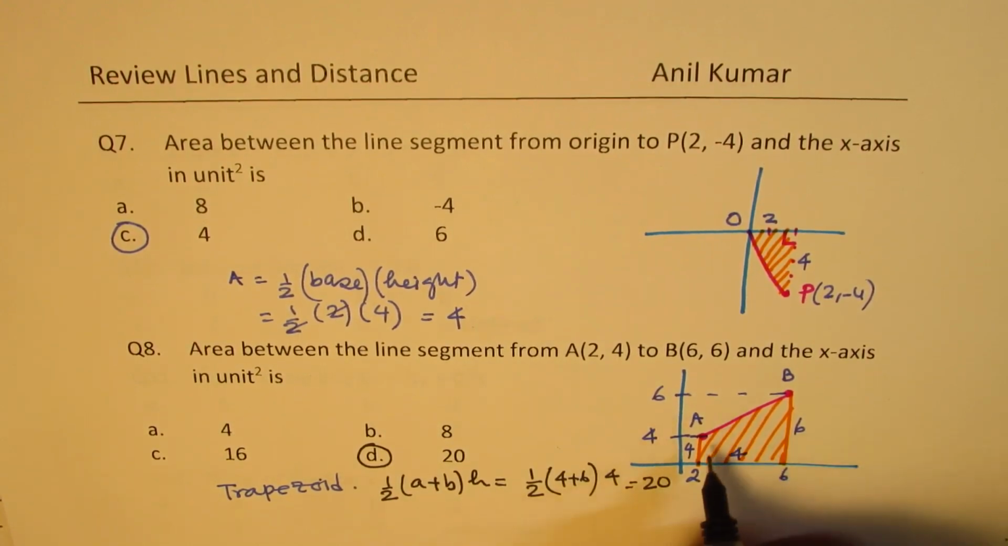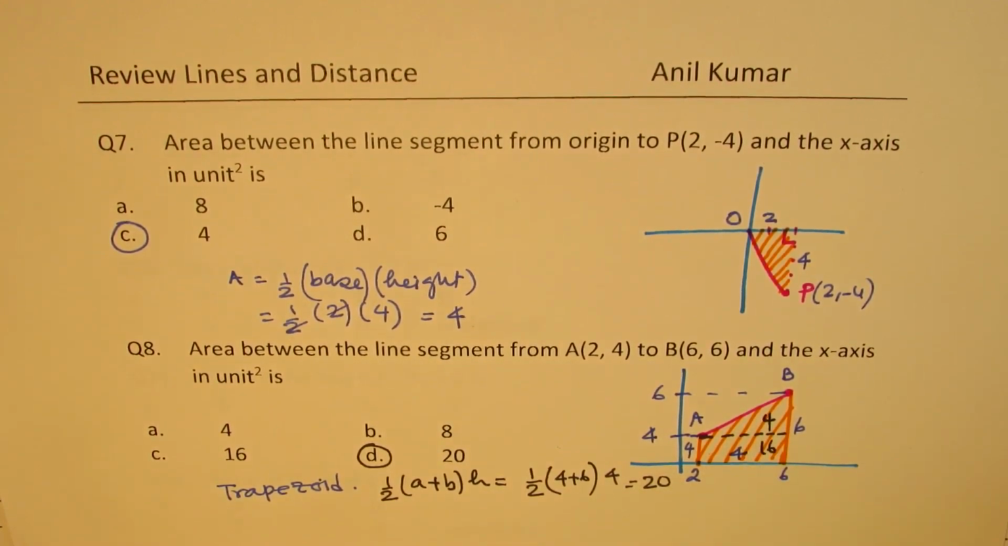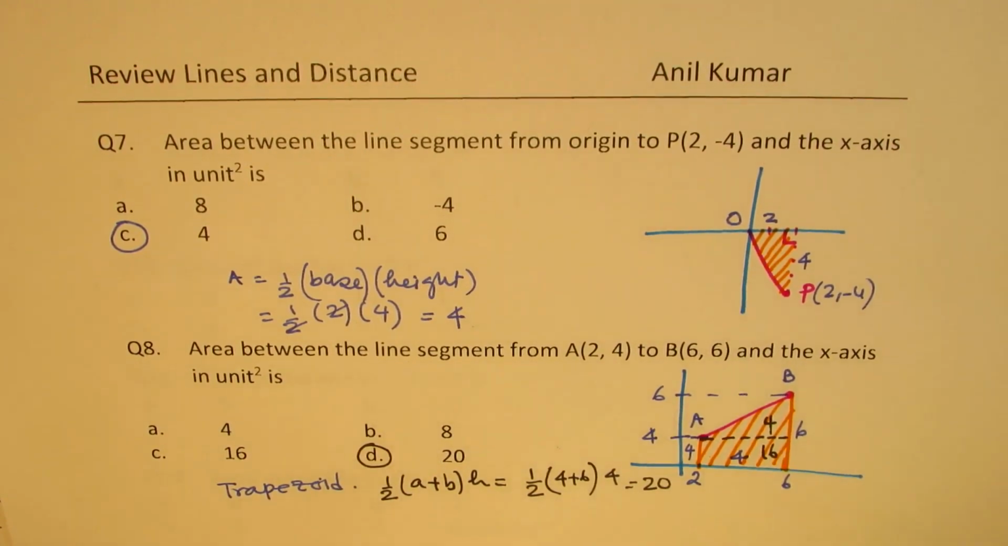Well, you could also do it like this. You could combine two, a triangle and a rectangle. 4 times 4 is 16, and then half base into height, add 4 to it. So this is 16, this is 4, you get 20. Does it make sense? So that is how you could do it.